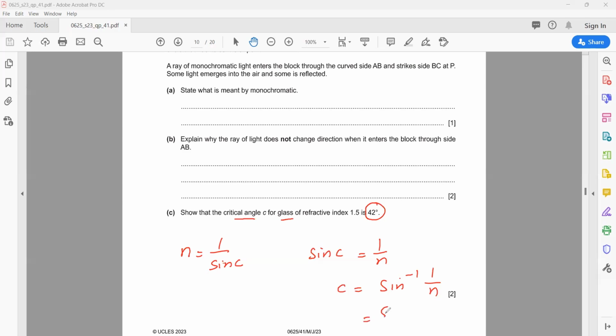So sine inverse of 1 over n means sine inverse of 1 over 1.5. Can you solve it? Sine inverse of 1 over 1.5. Yeah, almost 42, it is 41.8. So almost that, that's fine. Got it? Okay.